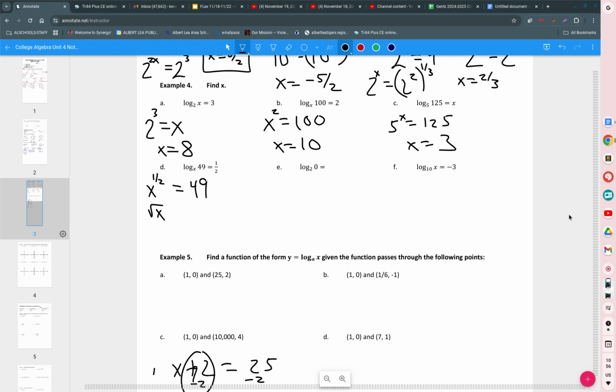This means the square root of x is equal to 49. What would you do to both sides? Square it. Yep, you get x is 2,401.